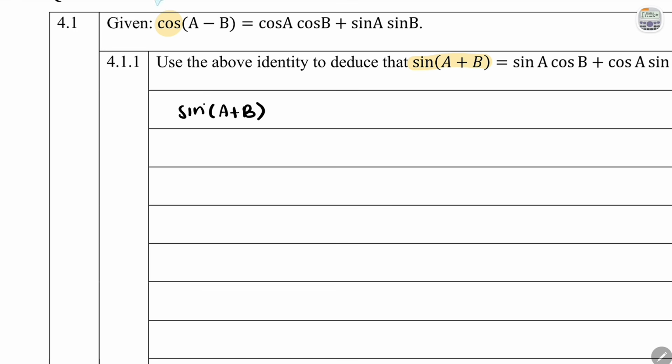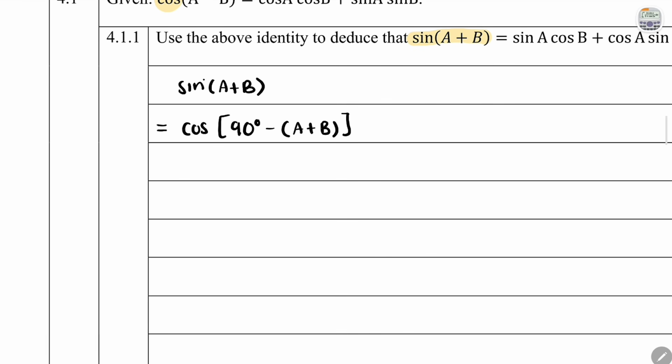So we need to change this to cos as well, so it can also just reflect what we have there. So this is equal to, and we're going to change it to cos using cofunctions. So it becomes cos 90 degrees minus this angle. So we're going to treat that as that single angle. Okay. And now that we have this, we can go ahead and just distribute that negative in. So we have cos 90 degrees minus A minus B.